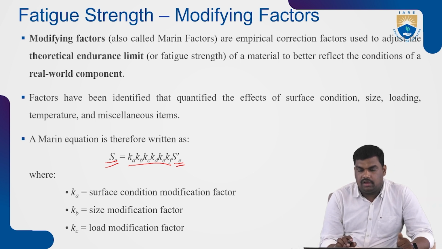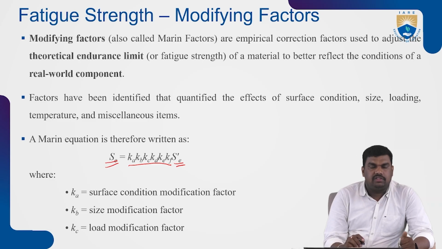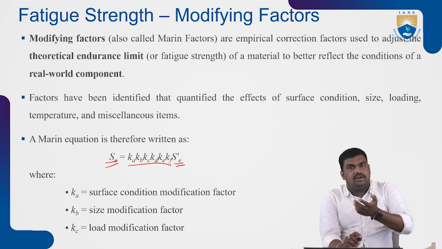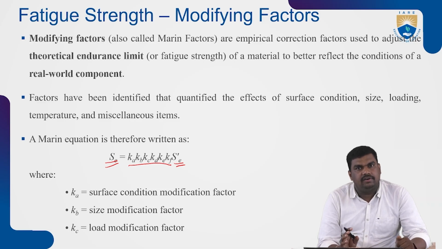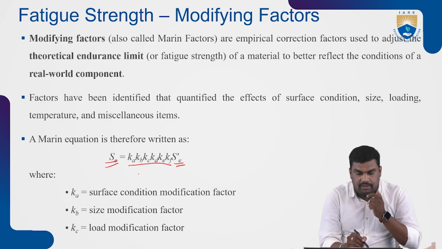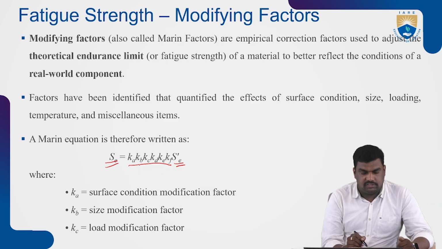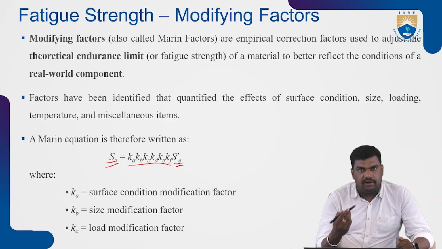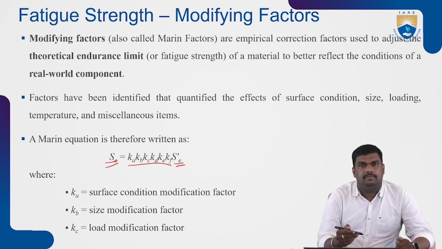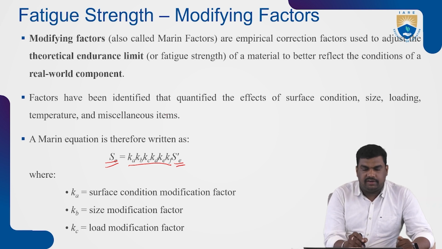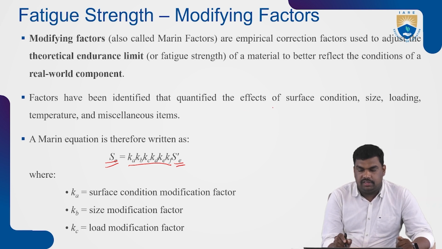Marin factors are empirical correction factors used to adjust the theoretical endurance limit of a material to better reflect the conditions of a real-world component. Theoretically, what we get is not directly what we get practically; it will always be different. Practically, all these modification factors, surface, size, load, temperature effect, and stress concentration effect, multiple factors will affect the endurance limit. Factors have been identified that quantify the effects of surface condition, size, loading, temperature, and miscellaneous items.